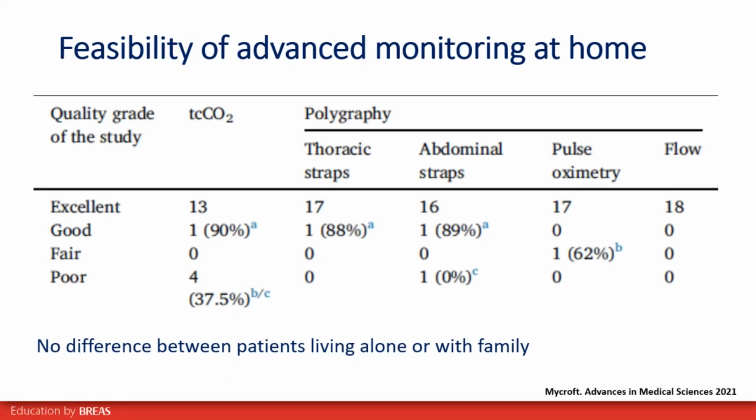So for me, the message of this study is exactly my experience, that doing a polygraphy, a non-supervised polygraphy at home, is not that difficult. What is difficult is to do transcutaneous capnography, and we know very well, it's published, that the failure rate of the transcutaneous capnography is somewhere between 30 and 50% when it's done at home.